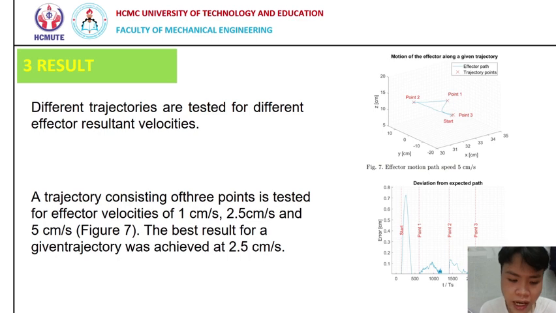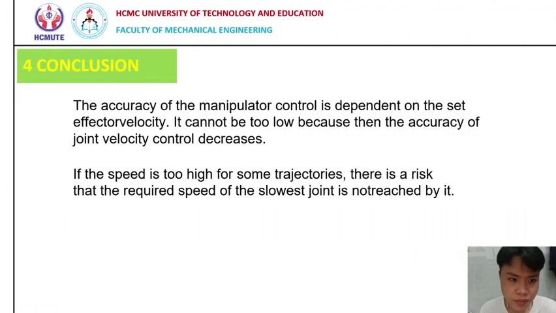And after this test, we give a conclusion. The accuracy of manipulator control depends on the set effector velocity. It cannot be too low, because then the accuracy of joint velocity control decreases. If the speed is too high for some trajectory, there is a risk that the required speed of a slower joint is not reachable by it.